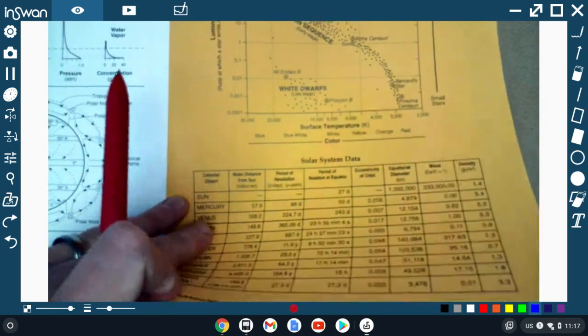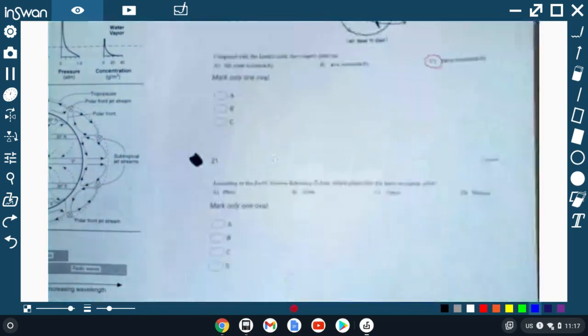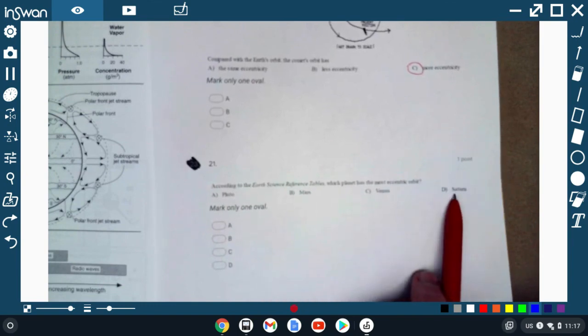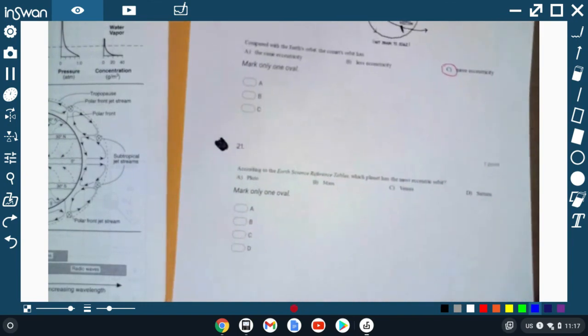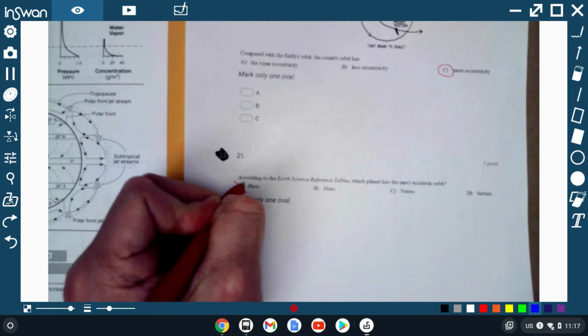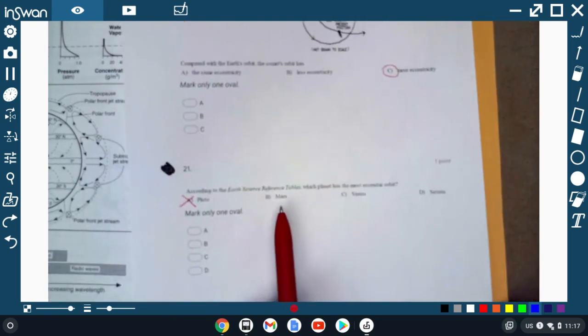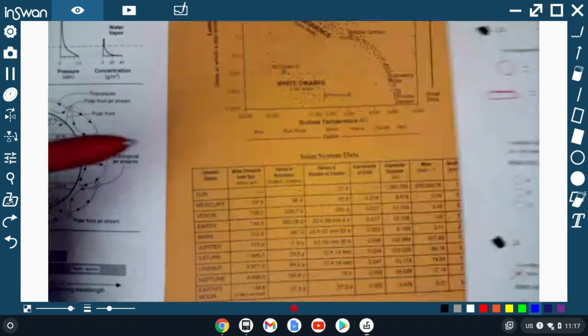Is that an option that we have on our question? Well, it looks like Pluto, Mars, Venus, and Saturn. So Mercury's not an option there. Now, we can automatically knock off A because we know that Pluto is not a planet. Now, let's just check. Mars, Venus, or Saturn?